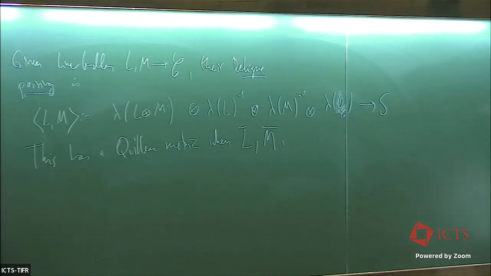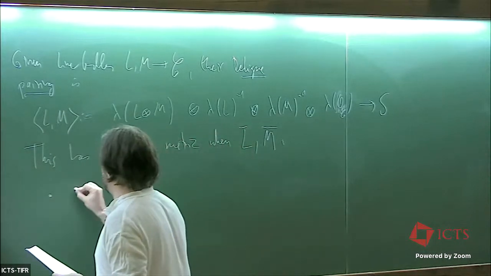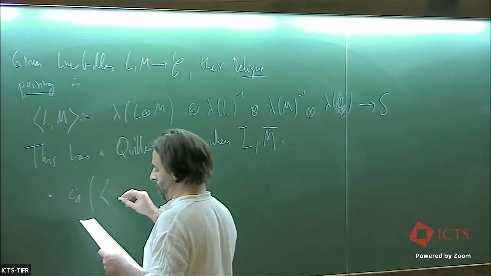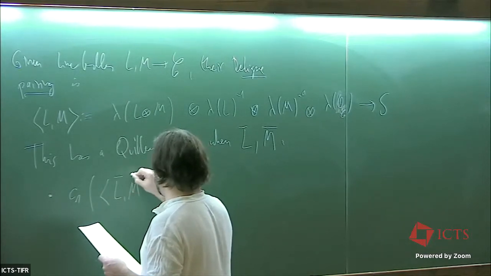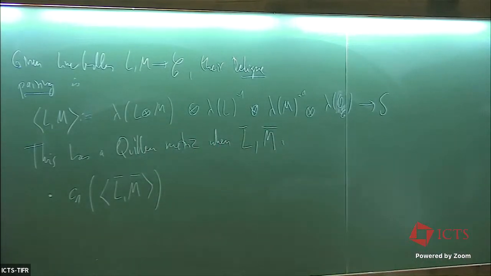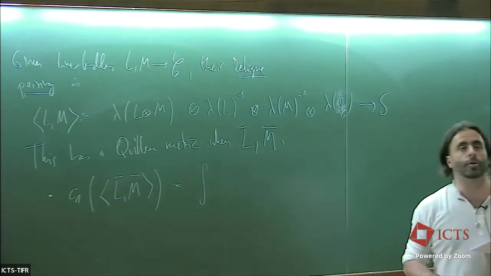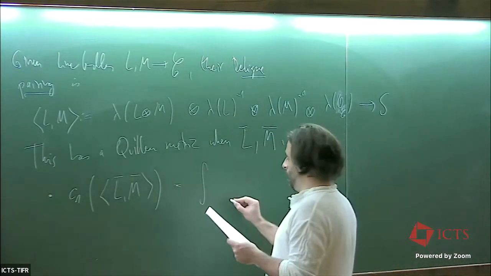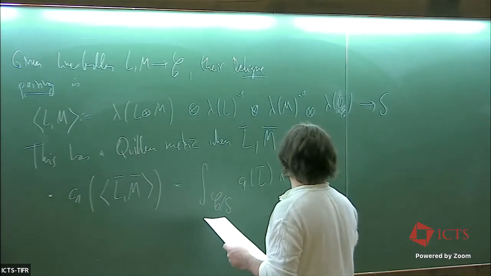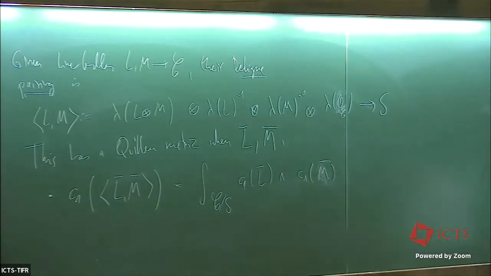Now let's go to the wonderful properties. The first one is that you can look at the first Chern class. There's a formula for the first Chern class, which is a formula by fiber integration. It looks like this: it's just the product of first Chern classes integrated over the fiber.